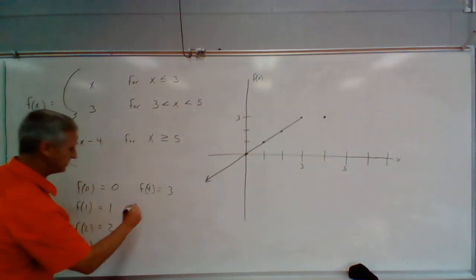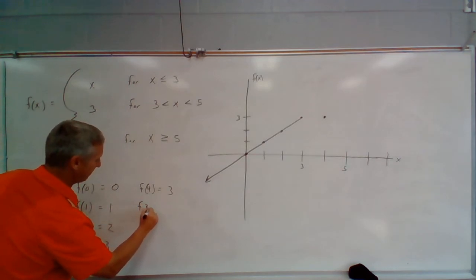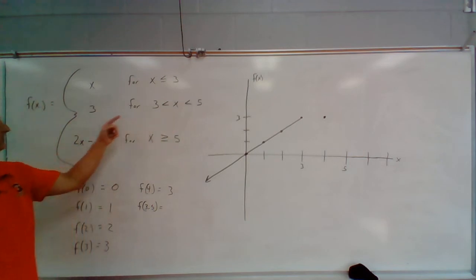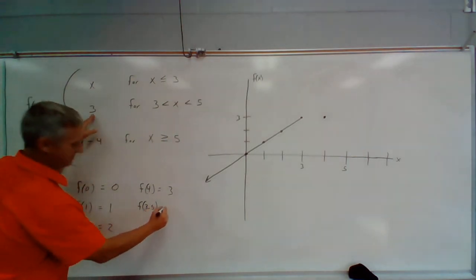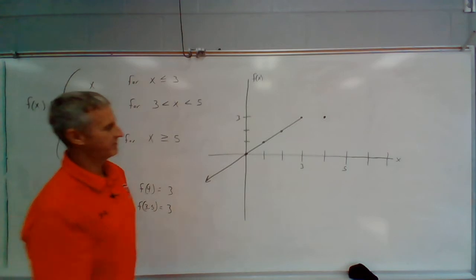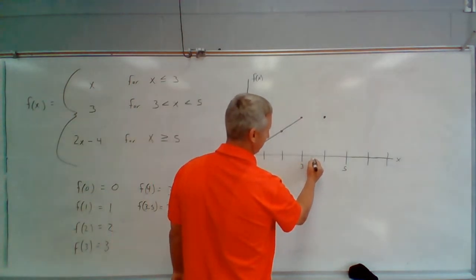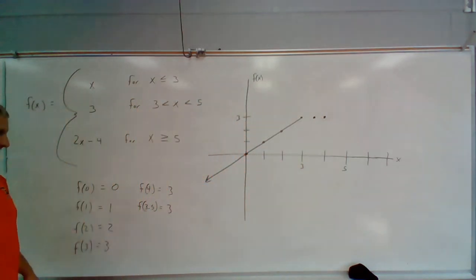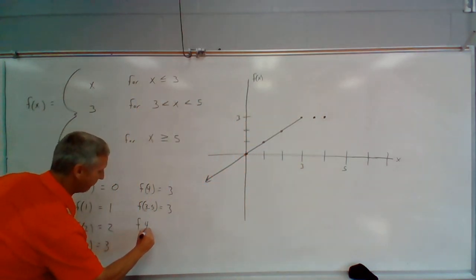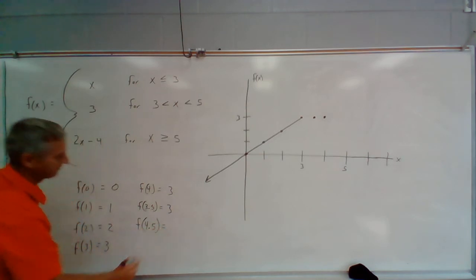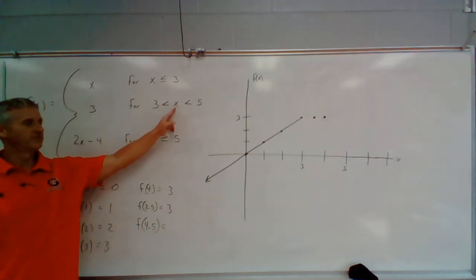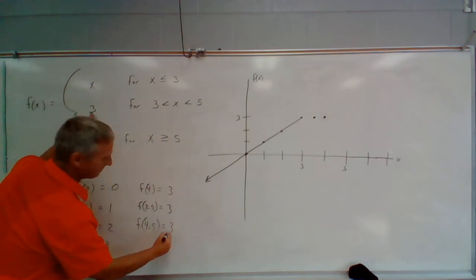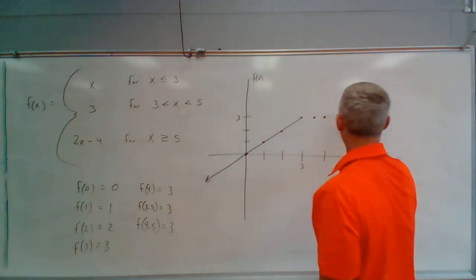So if I plugged in, say, f of 3.5, 3.5 is between 3 and 5, so it would just be 3. If I plotted that point, 3.5 would be here, it would be 3, so just go there. Let's try maybe f of 4.5. 4.5 is between 3 and 5, so again my answer would just be 3. So plug in 4.5 and I get a 3.